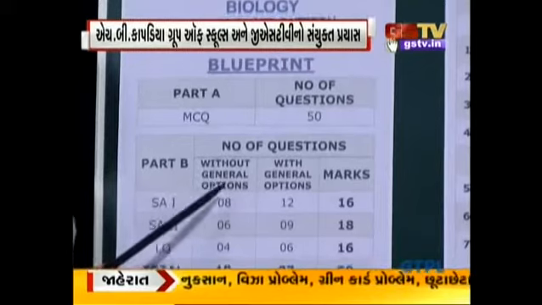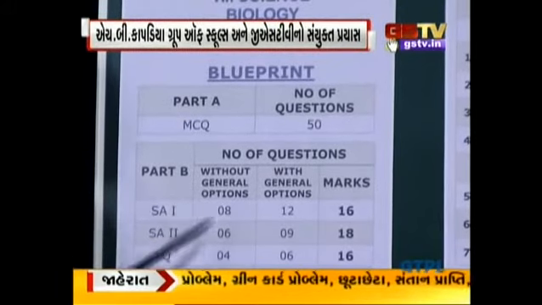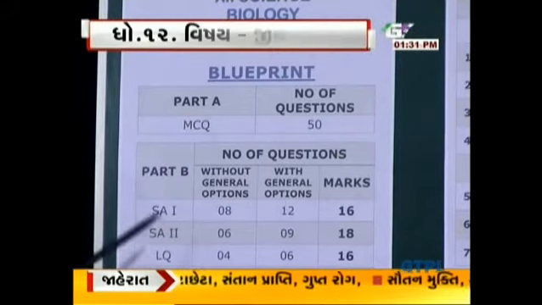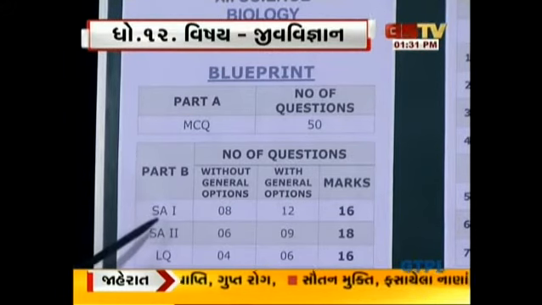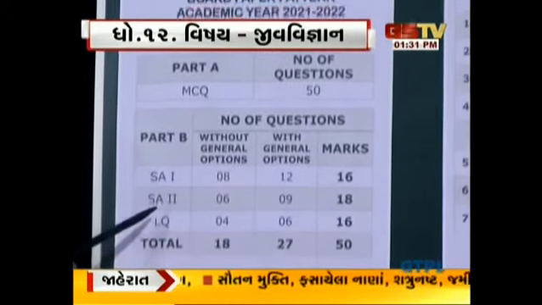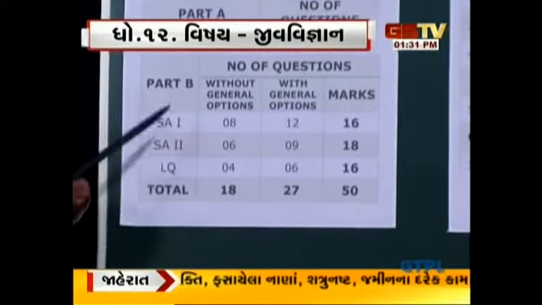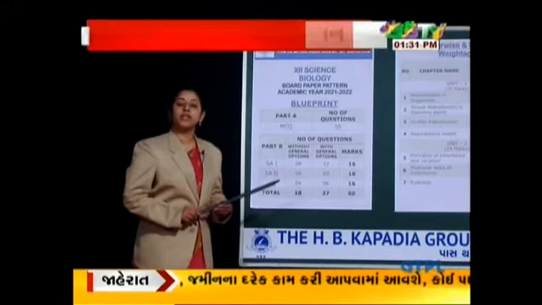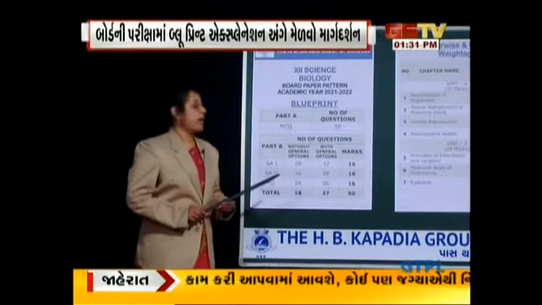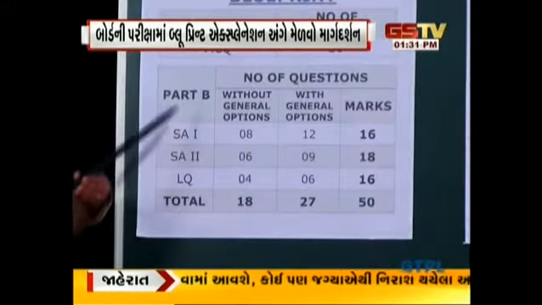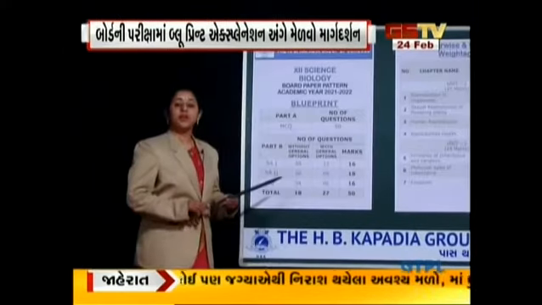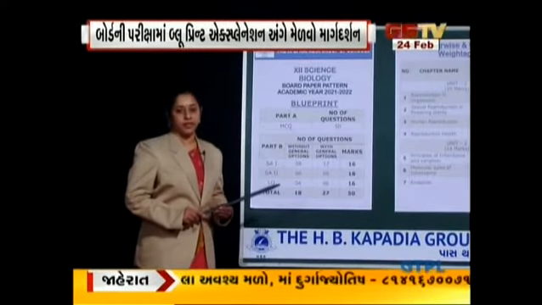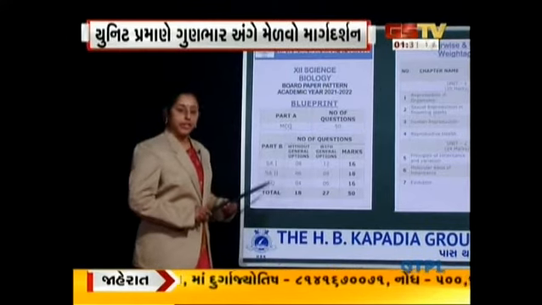Now part B, which is a subjective type paper. There are 3 sections in this paper, that is short answer 1, short answer 2 and long answers. This is again a 50 marks paper and the allotted time is 2 hours. In this particular part B, there are no internal options, only general options are given. Now we will do the discussion in detail.